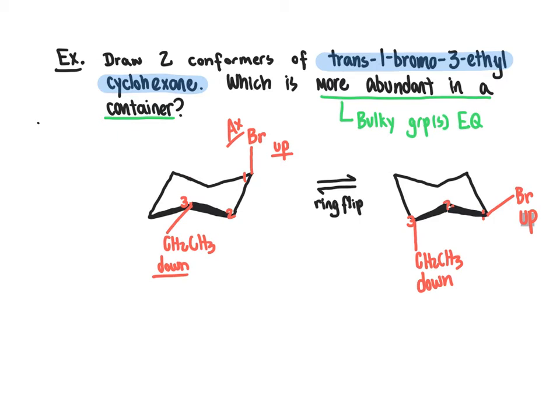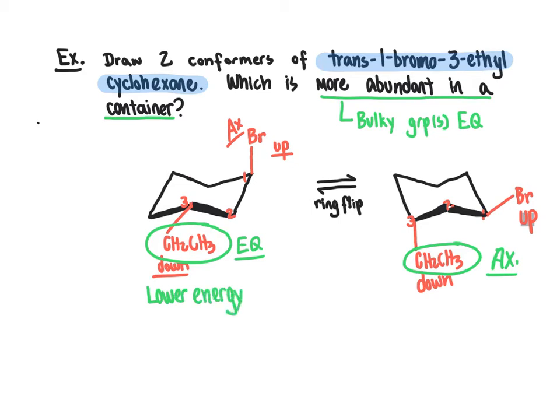And it is only in the structure on the left where our ethyl group is equatorial. In the structure on the right, the ethyl group becomes axial. So the structure that is going to be lower in energy is certainly going to be the structure on the left. The fact that it is lower in energy, or in other words, more stable, means that it is going to be the more abundant conformer. Molecules prefer to be in the lowest possible energy, much like I generally prefer to be in the lowest possible energy. So this is going to be your more abundant of the two conformers.